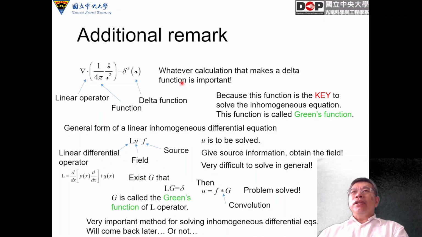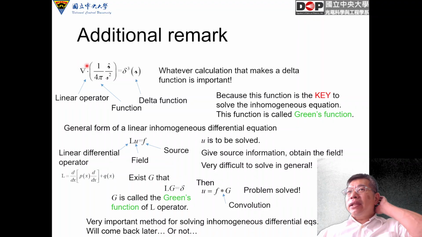So here is some additional remark. Even though this is not in the textbook, I would like to remind you of something. Maybe you are not going to use it later, but maybe you will. Anyhow, here we just talk about taking the divergence of this thing equal to the delta function. Take a look at this. This divergence is a linear operator, and here is a function, and this is the delta function. The structure of this is extremely important for mathematically solving differential equations, especially physics related.